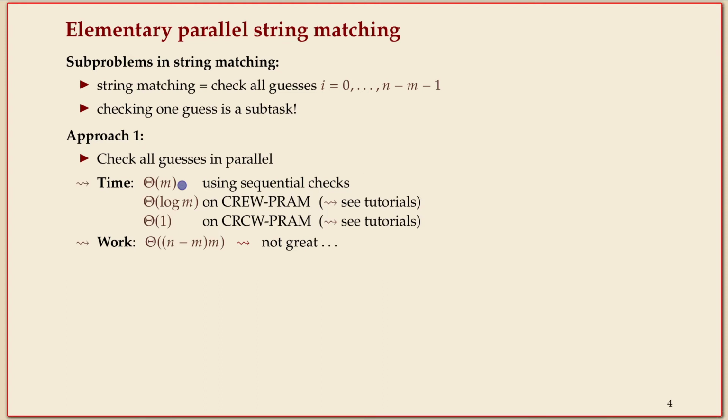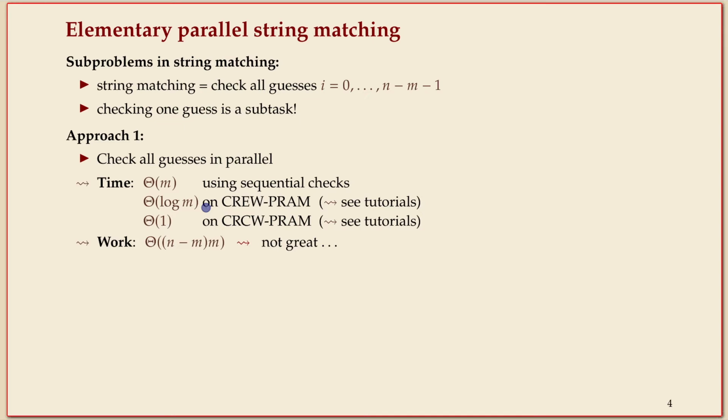If you assign each guess one processor, and that just sequentially checks all the characters, in the worst case it has to check m characters if these are all matches or all near matches. So you would need m parallel time for the matches, and you would need as many processors as there are guesses, so n minus m, right? And that's what's down here. So the work is n minus m, the number of guesses, times m. And that's the same across these other ideas. It's just the parallel time that we can slightly improve. And here it actually depends on the details of the machine.